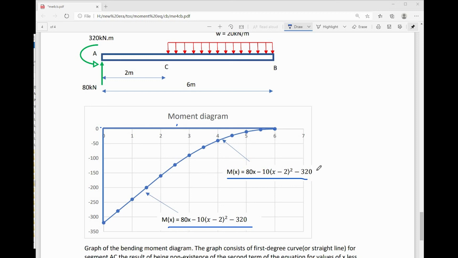Here is now the single moment equation that we need in order to solve the slope and deflection of this beam using the double integration method. I hope that you have learned a lot from this example.